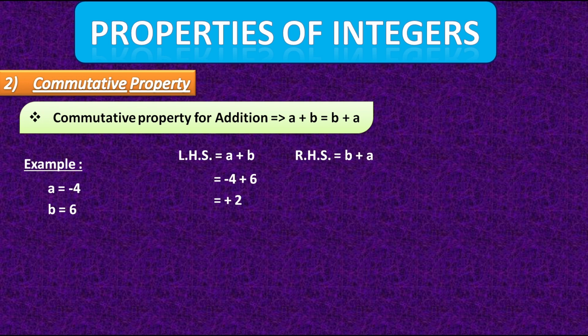Right hand side has b plus a. Okay, so first I have to write 6 and then plus and in the bracket minus 4. As we have a plus sign in between, we can write directly 6 minus 4. Now both the numbers have different signs, so we have to subtract. 6 minus 4 gives us the answer as 2 with a plus sign because 6 is greater here. So I got the same answers for LHS and for RHS. Therefore we can say LHS is equal to RHS.